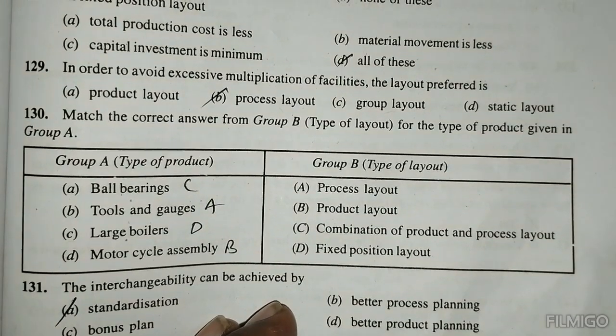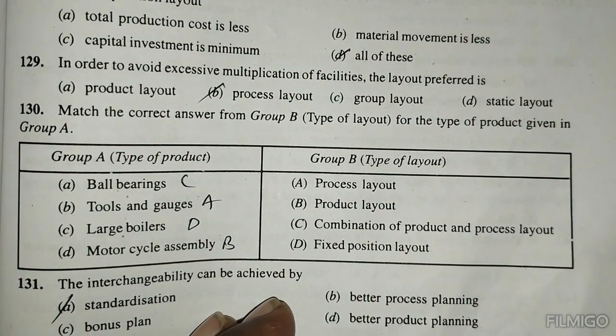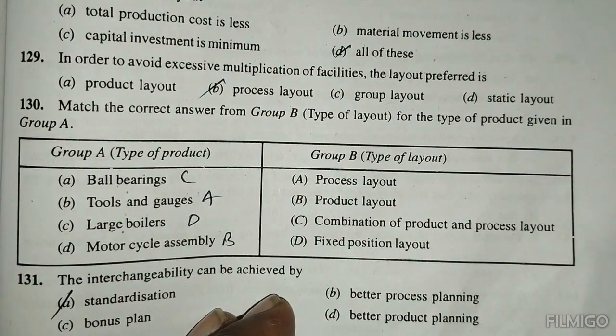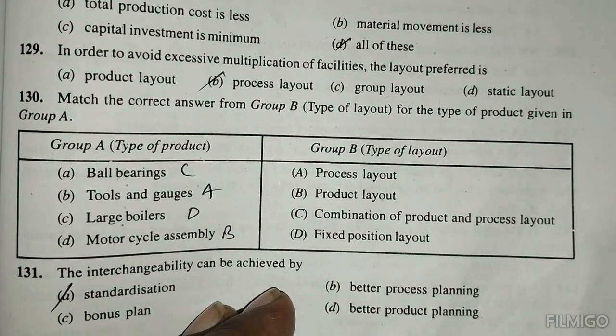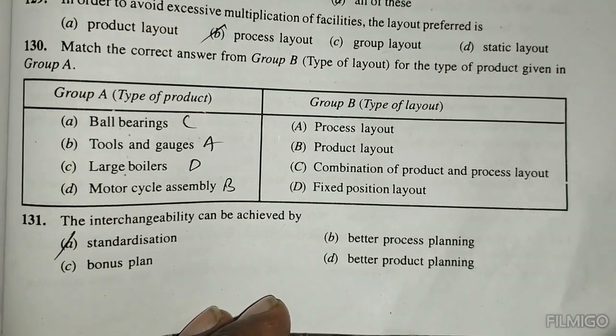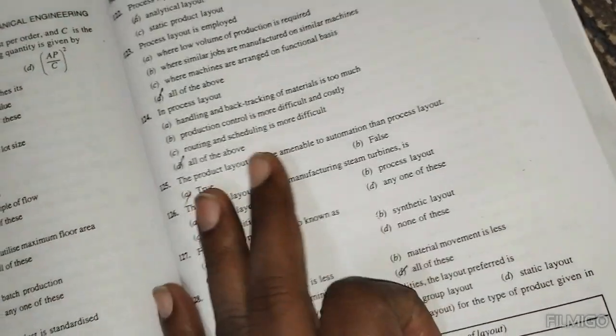Ball bearings is the combination of product and process layout. Tool and gauge is the process layout. Large boiler is the fixed position layout. Motorcycle assembly is the product layout. Interchangeability can be achieved by standardization.